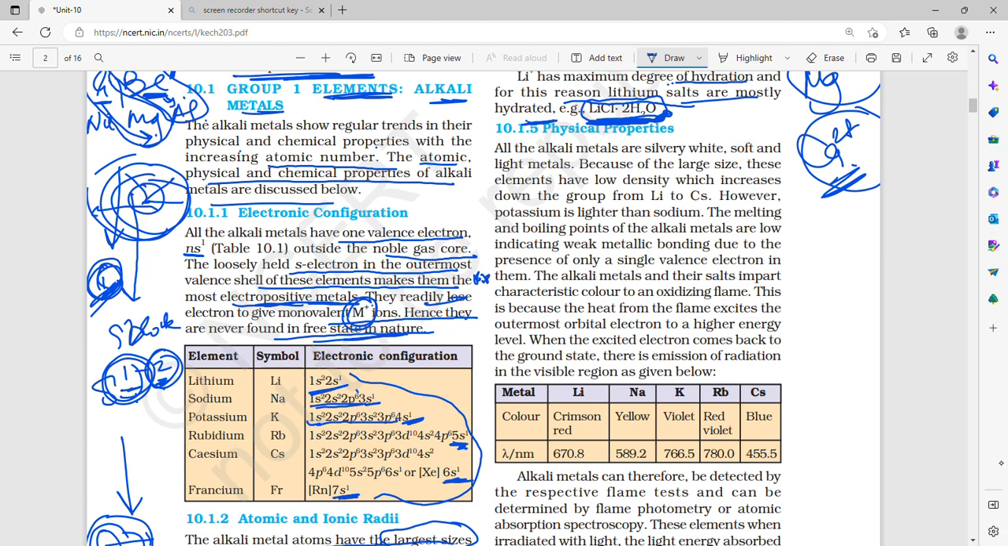Now, all the alkali metals are silvery white, soft and light metals. Why? Because of the large size, these elements have low density, which increases down the group from lithium to cesium.